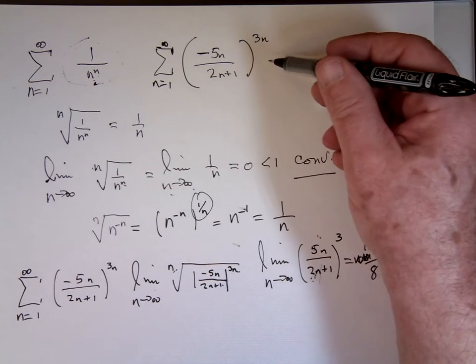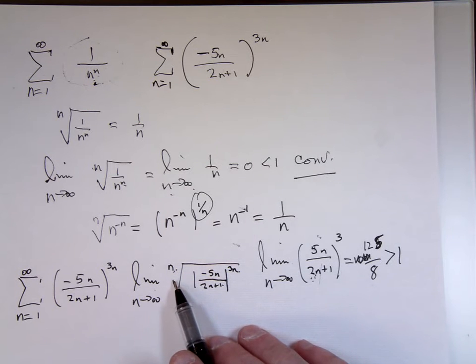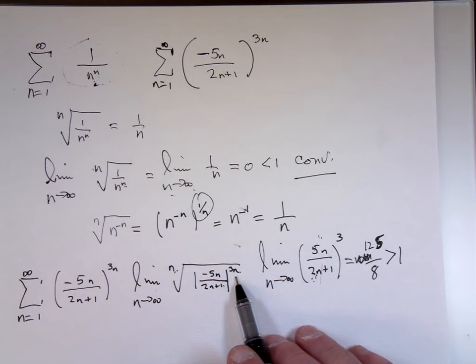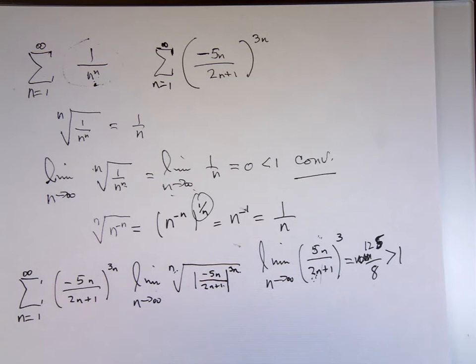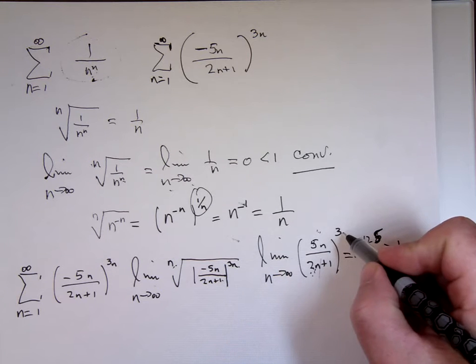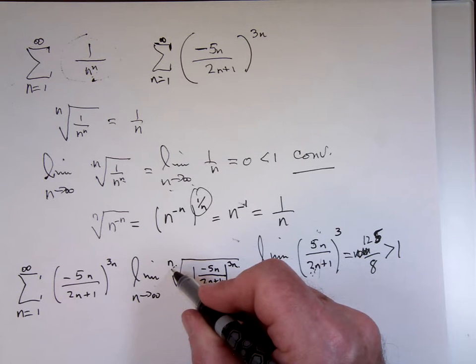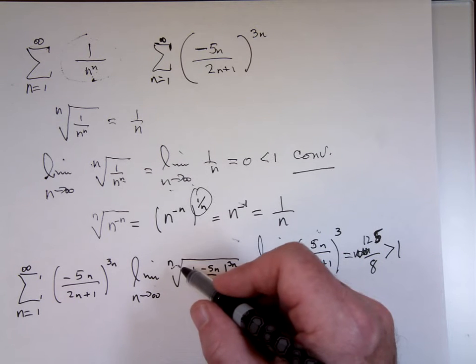Why can't you put a 3n on the root when you do the nth root thing? Can you put 3 in there instead of just n? No. Why not? Because that's not the test. The test is the nth root, not the 3nth root.